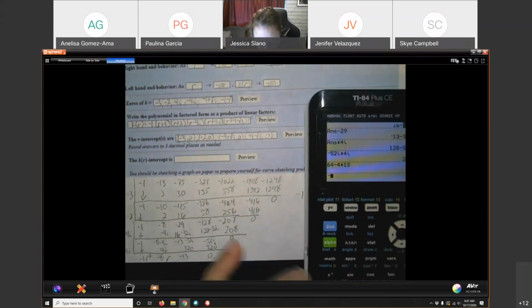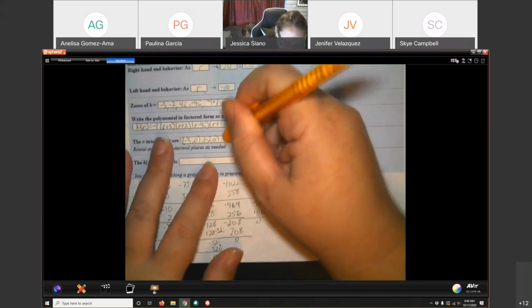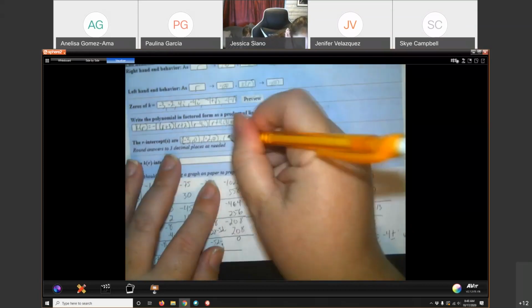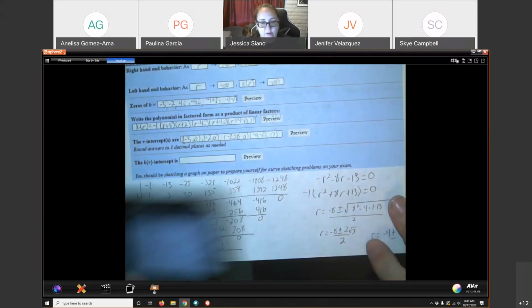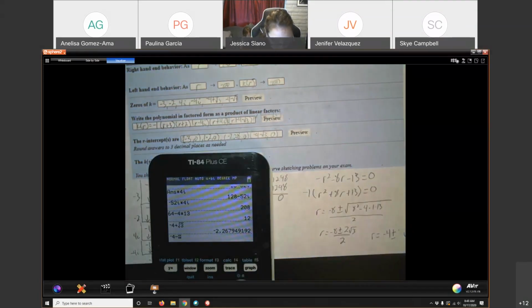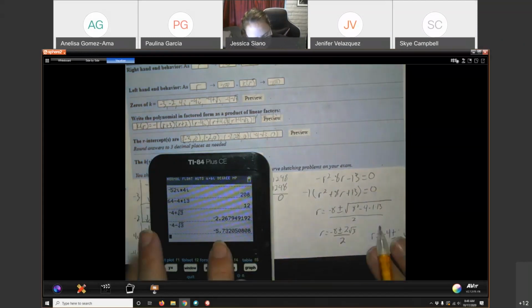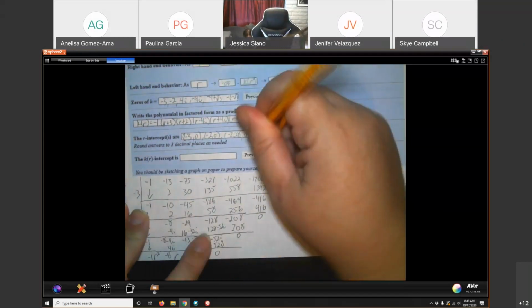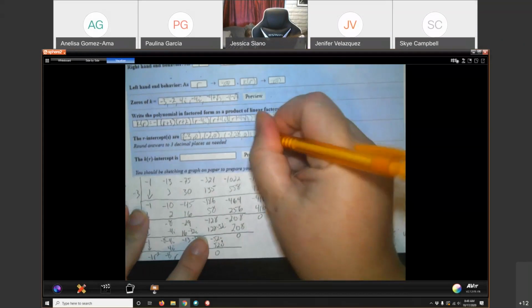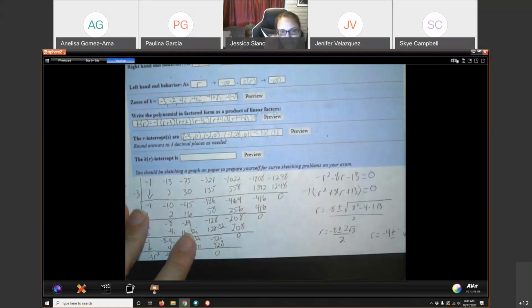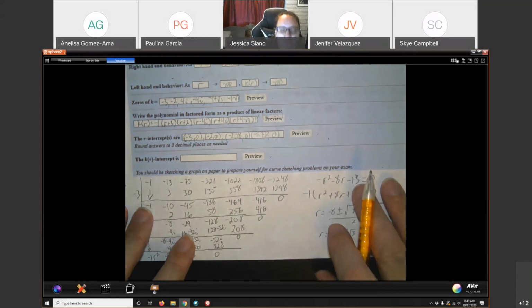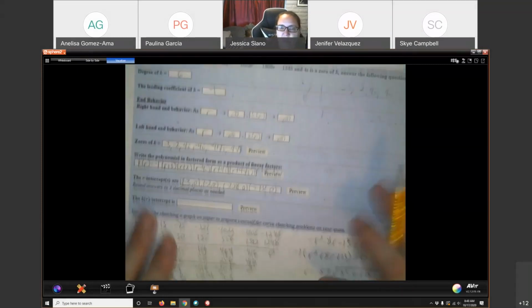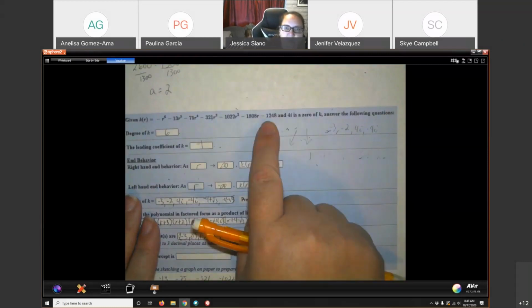Negative 4 plus the square root of 3. So negative 2.28. And then negative 4 minus the square root of 3. Negative 5.732. Oof. And then the K of our intercept is negative 1248.